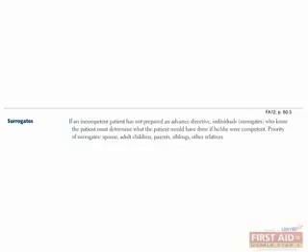If an incompetent patient has not prepared an advance directive, individuals who know the patient, called surrogates, must determine what the patient would have done if he or she were competent. The priority order of surrogates is spouse, adult children, parents, siblings, and then followed by other relatives.